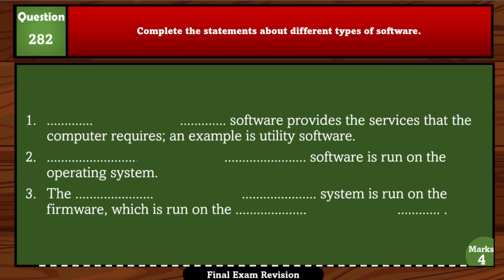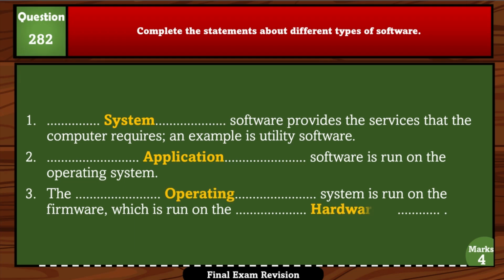Question 282. Complete the statement about different types of software. Dash software provides the services that the computer requires. An example is utility software. So system software provides the services. Dash software runs on the operating system. So application software runs on the operating system. The dash system runs on the firmware, which runs on the dash. So the operating system runs on the firmware, which runs on the hardware.